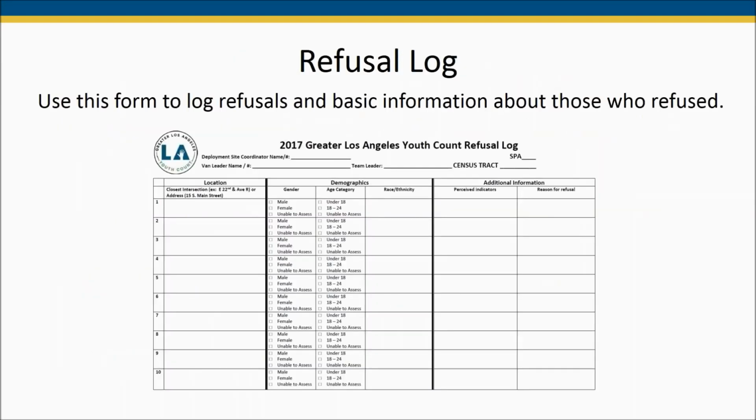This is an example of a refusal log. You're going to be using this form to log refusals and basic information about those who refuse to take the survey. So, for example, you can fill out the location where you found the youth. It could be a closest intersection or an address point. And based on your best judgment, you can add gender, age category, and race and ethnicity. The last part is additional information. If possible, you can log perceived indicators of homelessness, the reason why you decided to approach the youth, and also reason for refusal. If possible, it would be great if you could log why that person refused to participate.